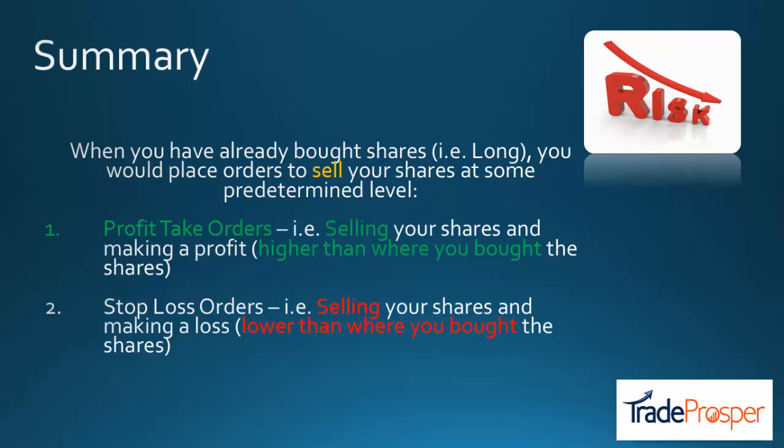So in summary, when you already have bought shares or at the point of placing the order to buy your initial shares, you can at that point already enter into the system the levels at which you wish to sell your shares. A profit take order is an order to sell your shares at a level where you make a profit. So in other words, higher than where you bought the original shares. The stop loss order is stopping your loss. So in that case, you'll be selling shares at a point lower than where you bought the original shares.